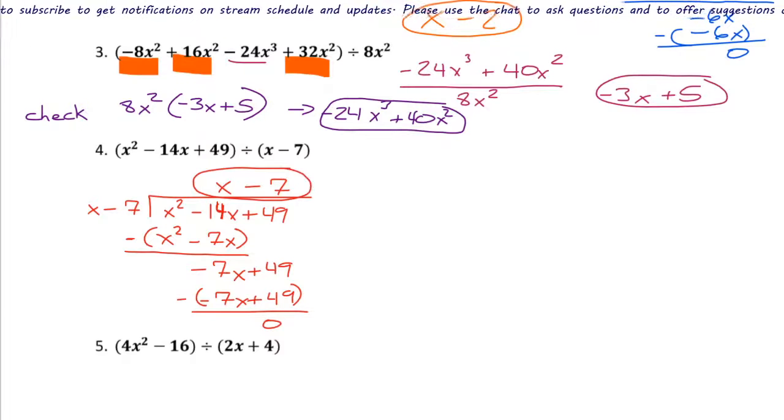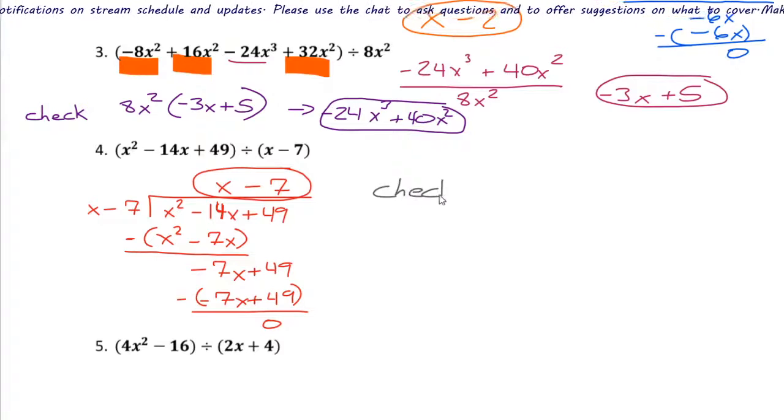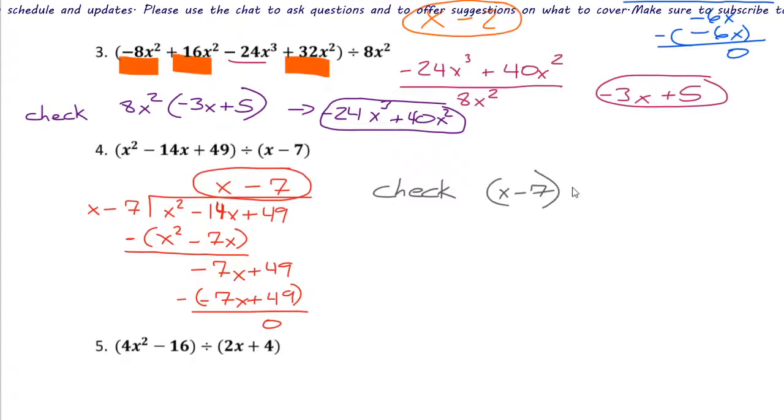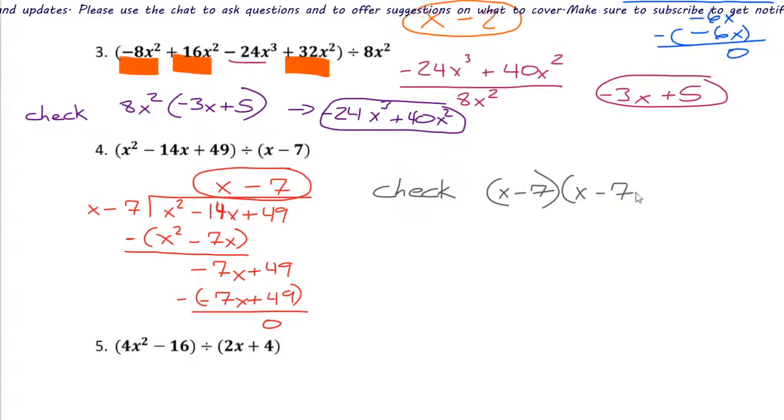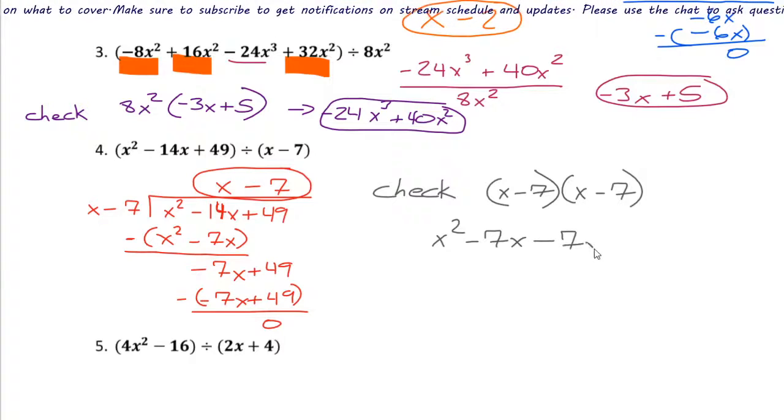And if I wanted to do my check, you take what our divisor was, so x minus 7, and we're going to multiply it by our answer, x minus 7, and then we're just going to FOIL. So first, x times x is going to be x squared. Then we're going to do outer, so x times negative 7 is going to be negative 7x. Then inner, so negative 7 times x is going to be negative 7x. And then last, negative 7 times negative 7, so that's going to be positive 49.